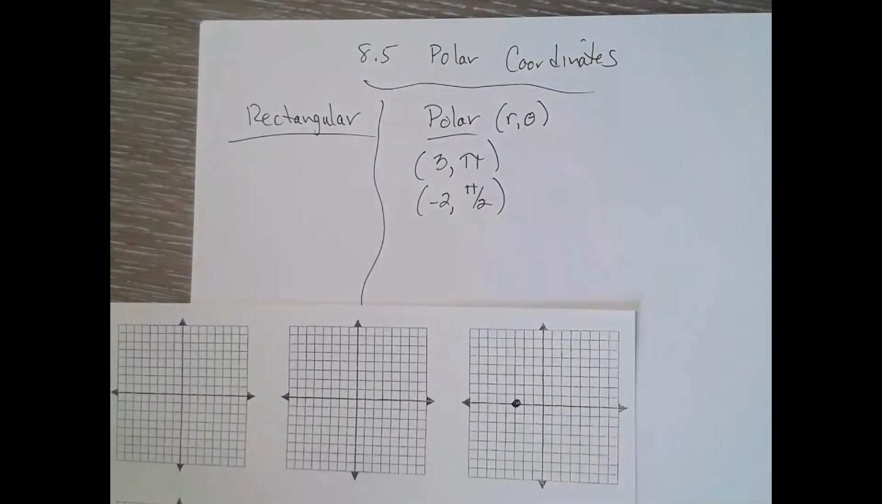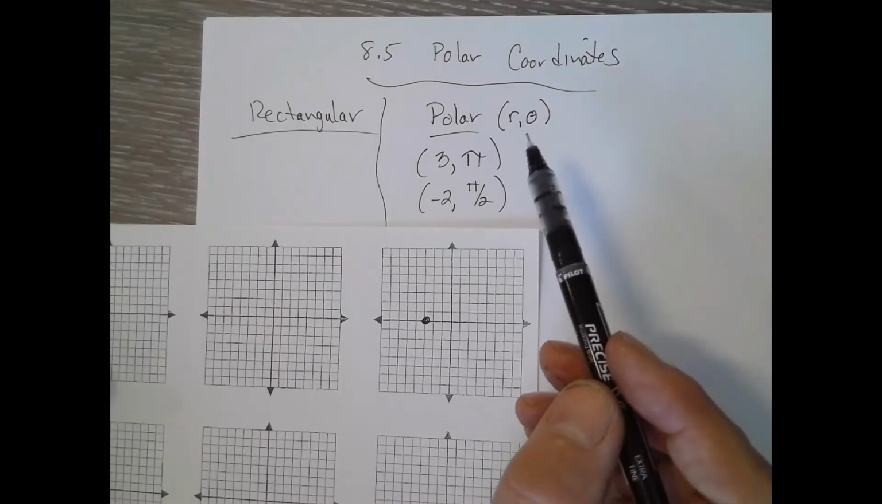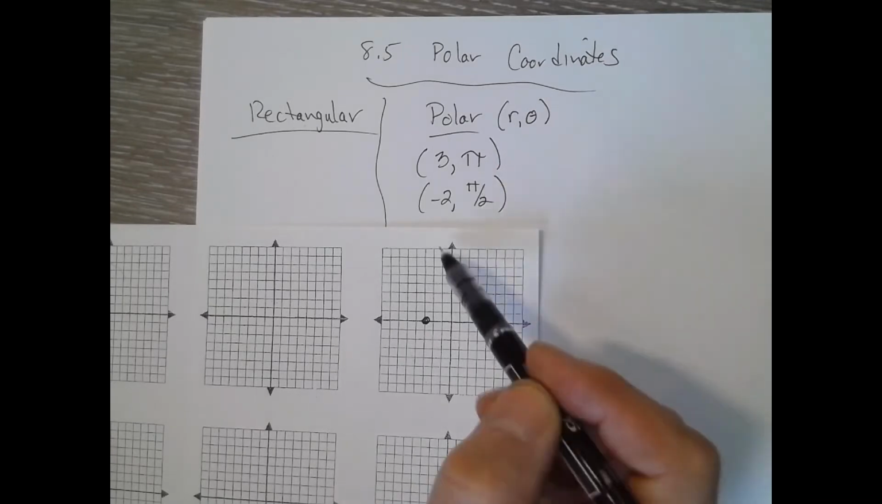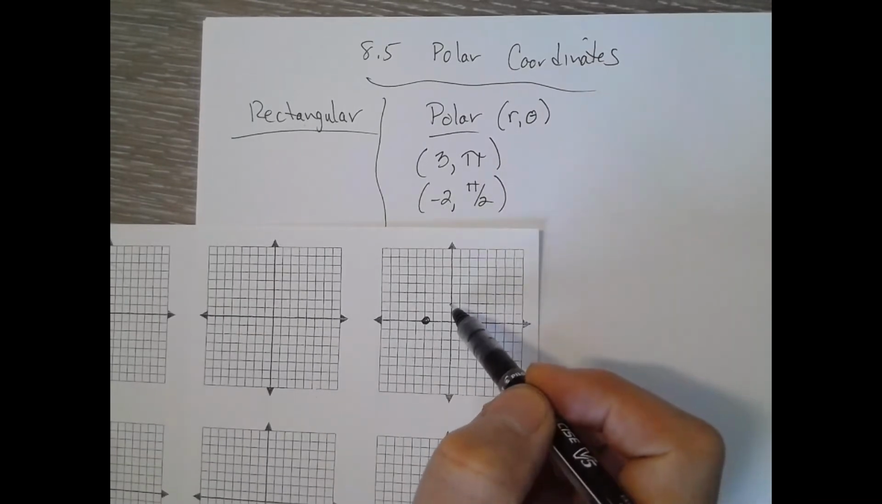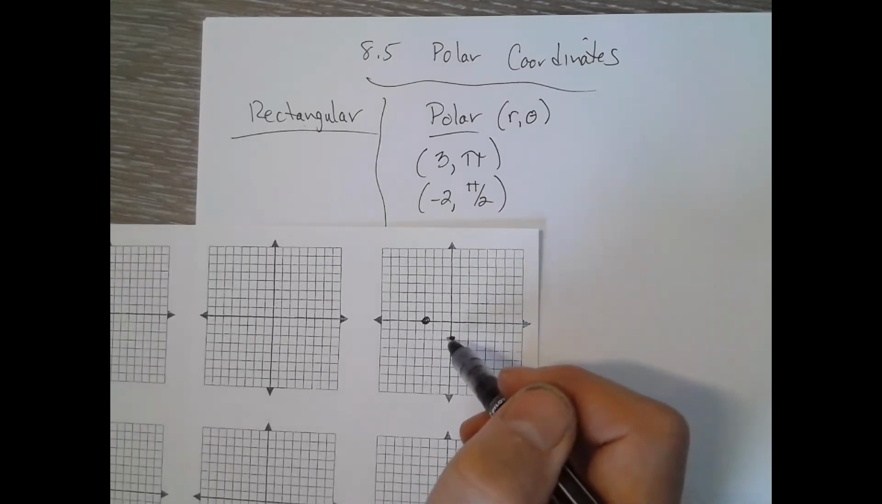How about, let's try -2 comma pi over 2. Remember, if it's a negative, it goes the opposite direction. All right, so start with my angle. Pi over 2 is 90 degrees, so it's right up here. It's -2. So this would be +2 comma pi over 2, but since it's negative, it goes through the pole in the opposite direction. Raise your hand if you got that, -2 comma pi over 2.